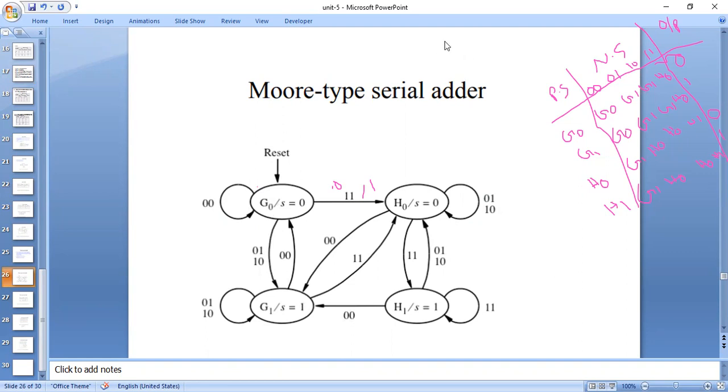Simply, since we have 4 states here, first take those 4 states here: G0, G1, H0, H1. In Moore type, you have to represent the output within the circle only. For G0, the output will be 0. For G1, the output will be 1. For H0, the output will be 0. For H1, the output will be 1.